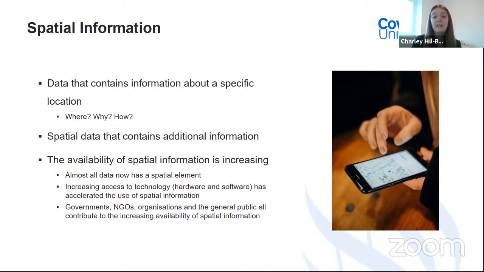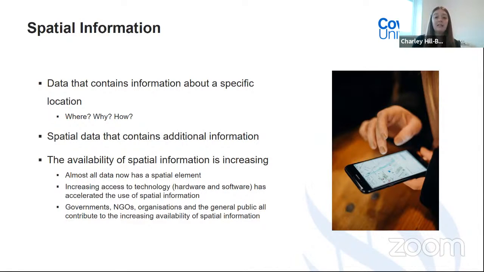And what we're seeing is that governments, and I'll touch on this later, are increasingly realising the utility and the need to use this information. NGOs and organisations are increasingly using spatial information. And we as the general public, as users of digital media, as users of smartphones, are contributing to that increased availability of information as well.